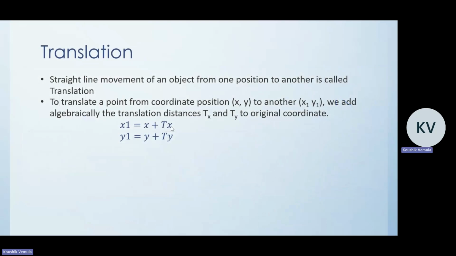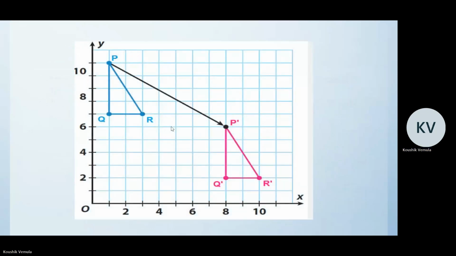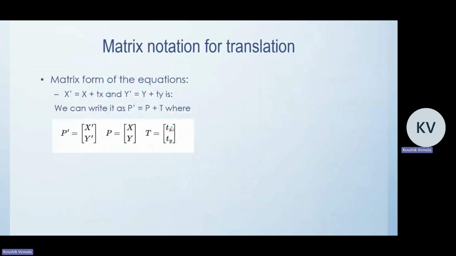Translation: straight line movement of an object from one position to another is called translation. To translate a point from coordinate position x, y to another x1, y1, we add algebraically the translation distances tx and ty to the original coordinates: x1 equals x plus tx, y1 equals y plus ty. As we can see in this image, we have a translation of the triangle PQR to P dash Q dash R dash, given the translation distances tx equal to 7 and ty equal to -4.